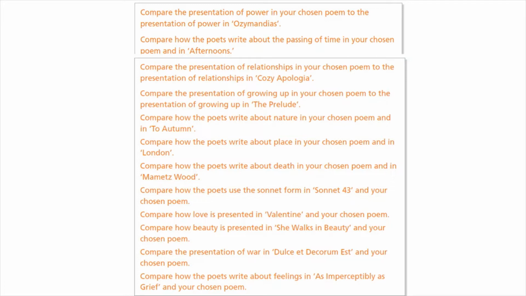We also have love in Valentine. We've done one similar to that, I'm sure, before. Beauty in She Walks in Beauty. That's quite a difficult one, because one is about the beauty of a person. I can only really think of other poems to do with the beauty of landscape and surroundings, perhaps the Prelude or To Autumn or something along those lines. War in Dulce, and then feelings in As Imperceptibly as Grief.